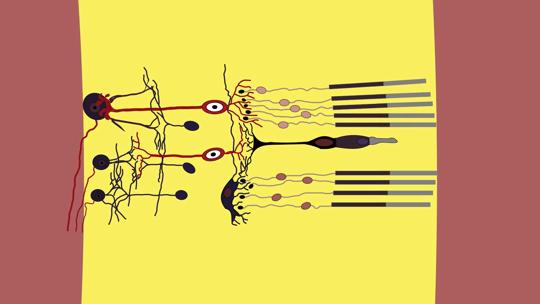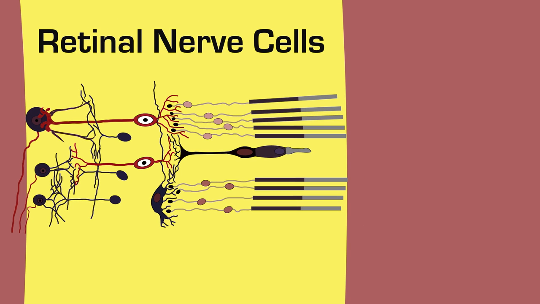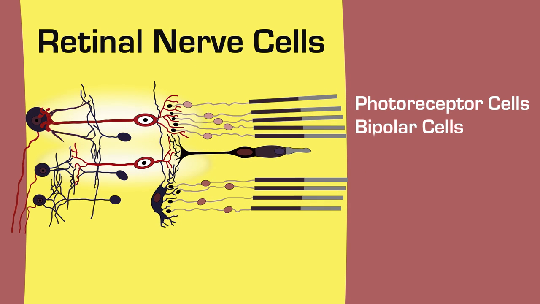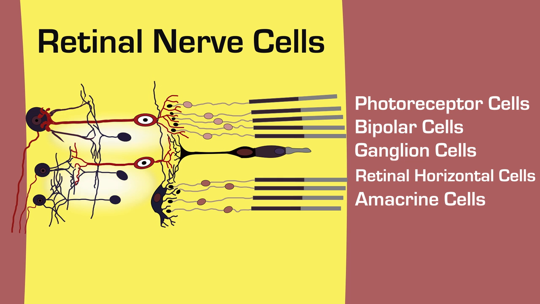Inside the eye, there are five different kinds of nerve cells: photoreceptor cells, bipolar cells, ganglion cells, retinal horizontal cells, and amacrine cells. Bipolar cells, horizontal cells, and amacrine cells are primarily responsible for the eye's reflexes, such as movement tracking, iris compensation, activating and deactivating rods and cones, and grouping signals for easier transmission.